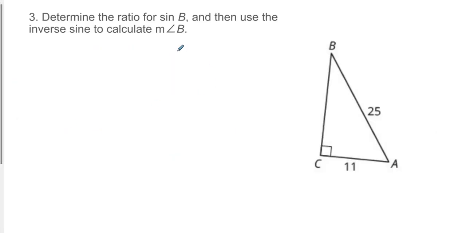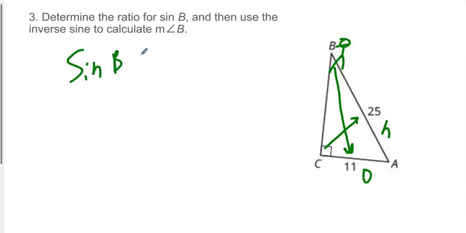So I'll do one, then you'll do one. Determine the ratio of sine of B, and then use the inverse sine to calculate the measure of B. So I'm here. Opposite is across from me. Hypotenuse is across from the right angle. Sine of B, well, sine is opposite over hypotenuse, so it would be 11 over 25.